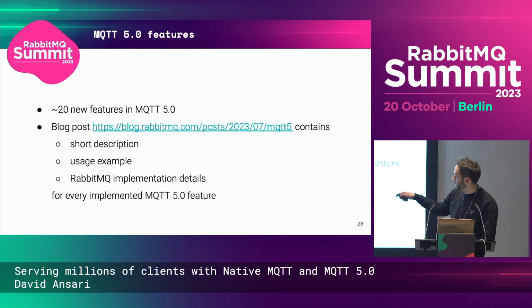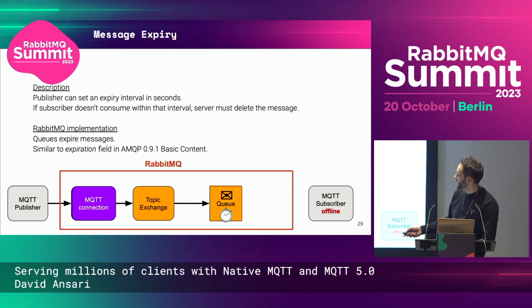I wrote a blog post about every feature that we implemented, but we won't have time to cover them all. But just to give you a high-level idea of what features MQTT 5 provides. For example, one feature is message expiry. A publisher can set an expiry interval in seconds. If the subscriber is offline and doesn't consume that message within that interval, the server must delete the message. And in RabbitMQ, the queues will delete the message. So it's very similar to the expiration field that you already know from AMQP 0-9-1 basic content.